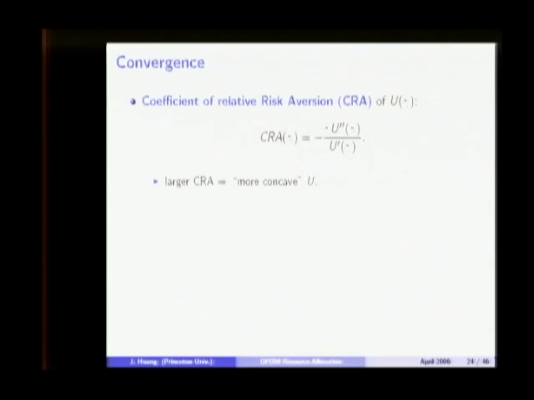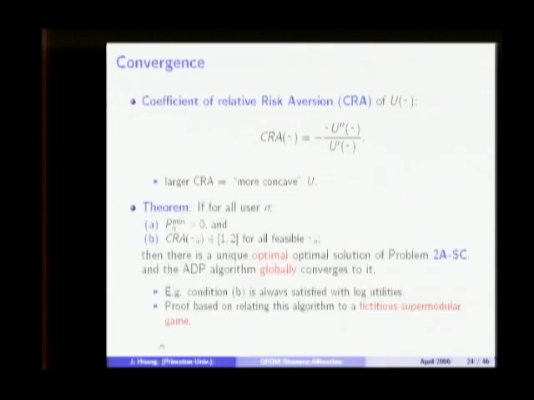This is, again, not a new term; it is a term from microeconomics, and it basically illustrates how concave the utility is. Then we have the following convergence result. If everybody has a positive minimum power constraint, which could be arbitrarily small, and if the coefficient of relative risk aversion lies in the range between 1 and 2 for all feasible values of SIR, then there is a unique optimal solution of problem 2A, which is the single carrier case, and the ADP algorithm globally converges to that. For example, this condition is always satisfied by the log utility.